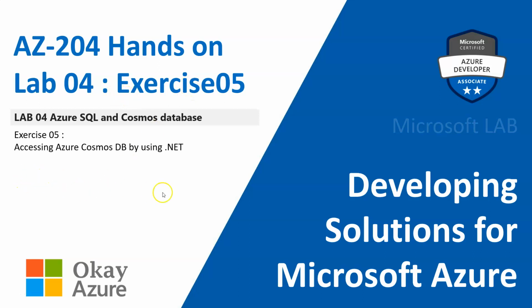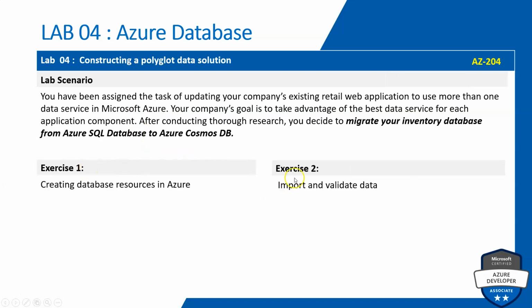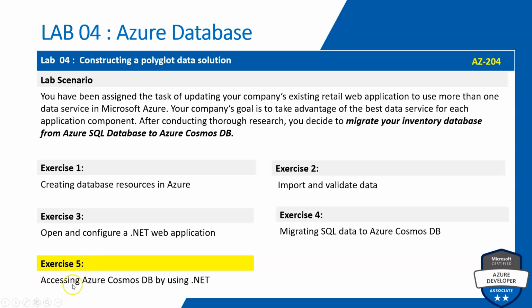And in this video, here is the lab scenario. So far we are done with exercise 1, exercise 2, 3 and 4. In this video we'll work on exercise 5, and here we'll try to access Cosmos using .NET. So we'll write a piece of code here. Now let's go to the instruction page where we have all the instructions from Azure.